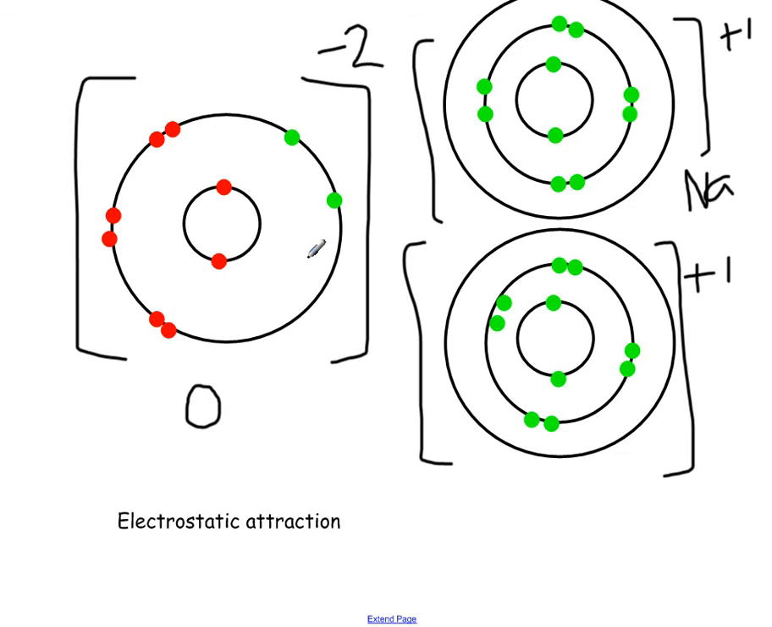Now it took 2 of these to make this one happy. The metal always comes first when we name them. So that's sodium, 2 of them, and 1 oxygen. Na2O, sodium oxide. Electrostatic attraction. Fabulous.